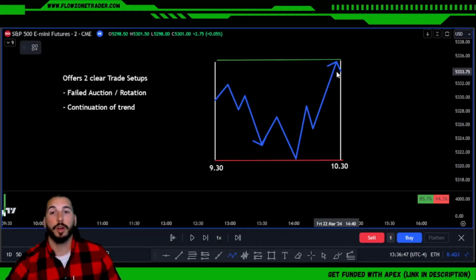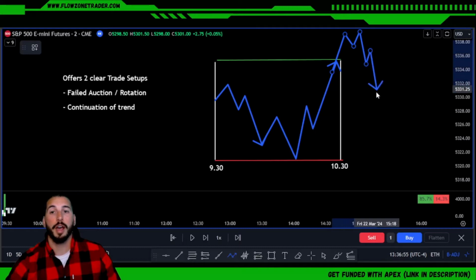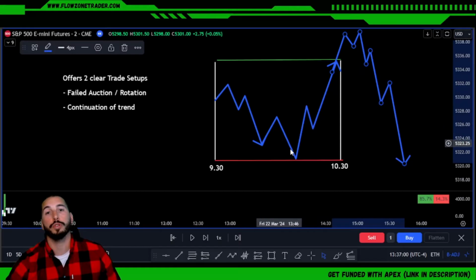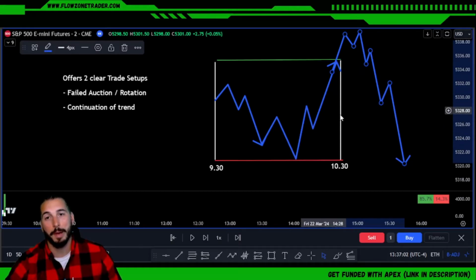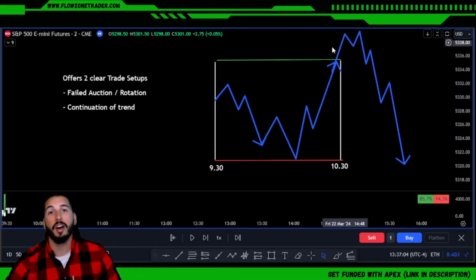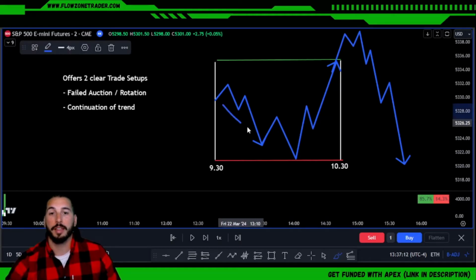Continuing the setup right in front of us, let's look at a failed auction. A failed auction would be something like this, where it pushes up and it fails to hold a high and then comes diving all the way back down, and often will want to check the initial balance low. Once we fail a high, the next area we'll likely want to check is the initial balance low. Now, if you are using a VWAP, you can look for something like this.